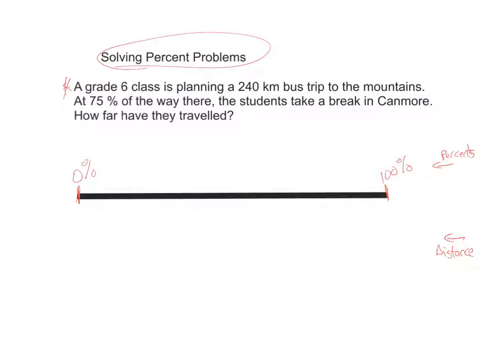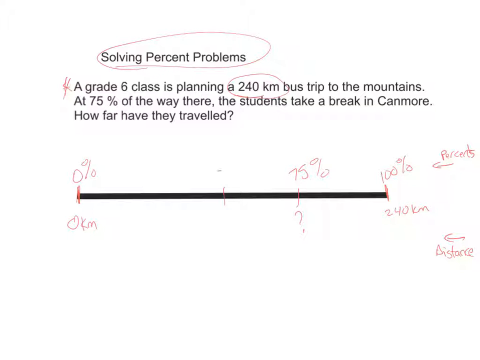So for example, if I've traveled 0%, I have traveled 0 kilometers. If I have traveled 100%, when we're the whole way there, we've made the whole trip, we have traveled 240 kilometers. So in this case, what we're interested in is finding what is 75%. How far is that in kilometers? 0% is 0 kilometers, 100% is 240 kilometers. How much is 75%?